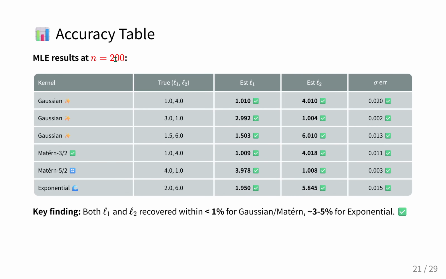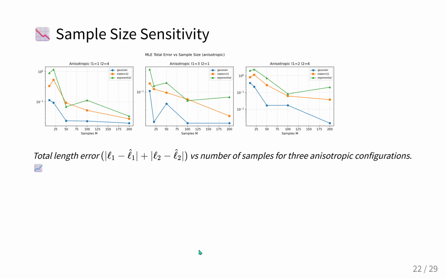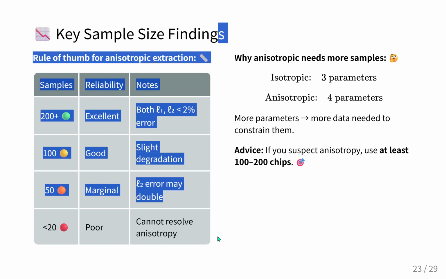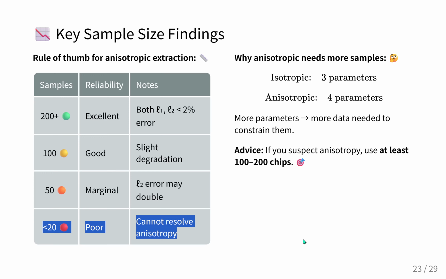200 or more samples per wafer is excellent for resolving the anisotropy. 100 samples is considered good, though you start to see slight degradation in accuracy. But if you drop under 20 samples, the performance is rated as poor. The math just starves. It doesn't have enough data points to reliably separate the X direction from the Y direction.